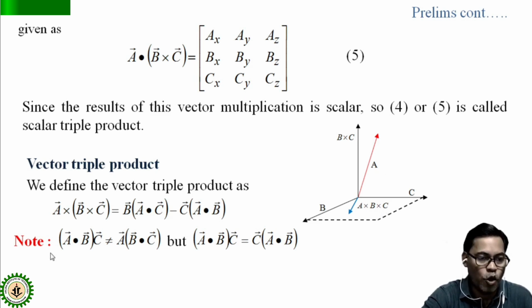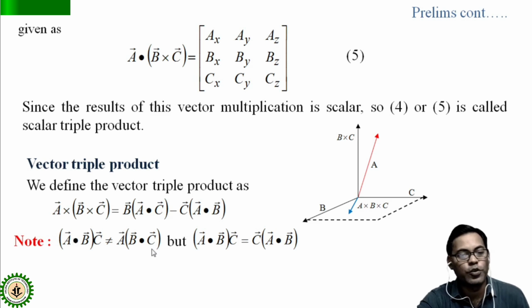Here we should note that a dot b into c will not be a into b dot c, but we can get a dot b into c, which will always equal c into a dot b. So that is the note we need to know.